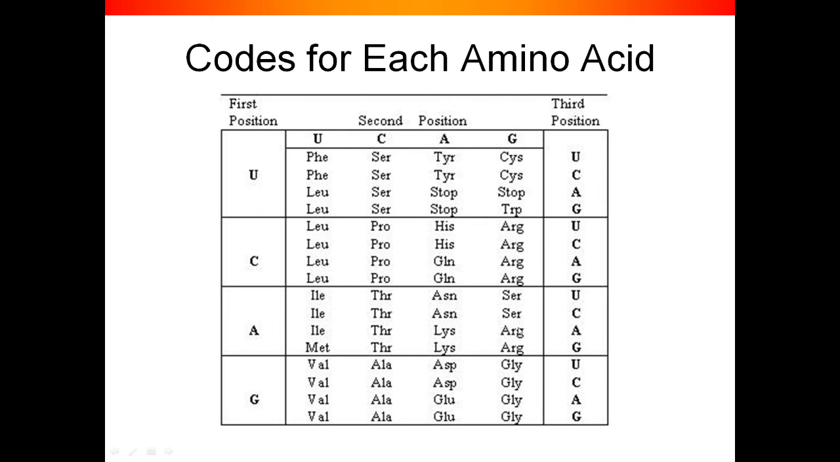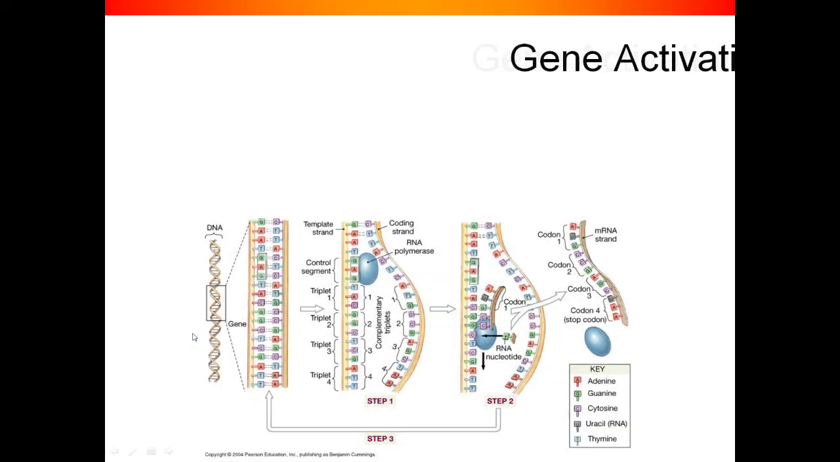You can also see there are codons to tell us when to stop making the protein. If we come across a codon that is a UAA, that signifies that we stop making the protein. If we come across a codon that says UAG, that signifies we stop making the protein, and so on. So these are the triplet codes that code for the specific amino acids.